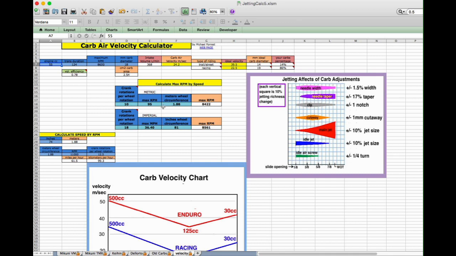And you have to know the maximum kilometers per hour or maximum miles per hour. And so this will tell you what the maximum RPM is, which you'll put right here, the carb size, and then right here is the carb air velocity in meters per second. This is what you use in the other sheets. And this also tells you what the perfect carb size is for trail and street use and for racing use.